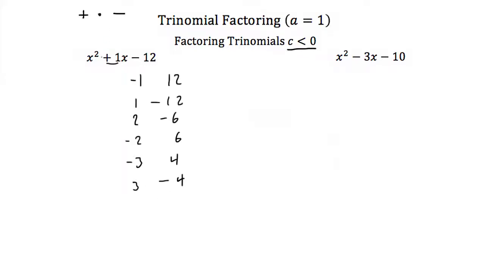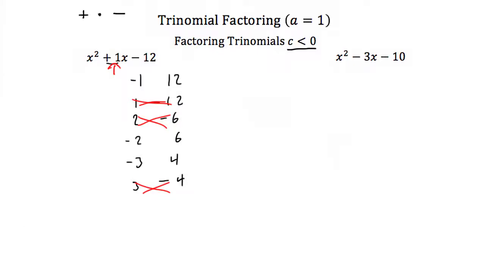The coefficient of our linear term here is a positive 1. Now if this is positive and I'm adding two numbers together, that means that my larger number has to be positive. So this 1 and negative 12, I can tell right away is not going to work. This 2 and negative 6, not going to work. 3 and negative 4 also not going to work, because if I add any of these numbers together, I'm going to end up with a negative sum.